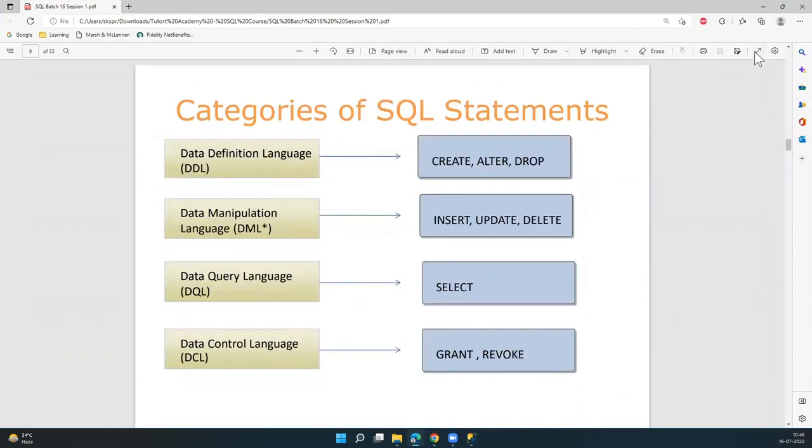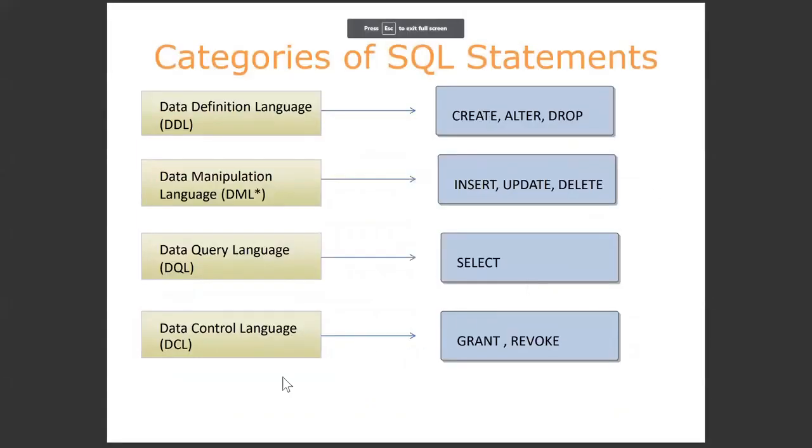Okay, let's move on to our SQL part, categories of SQL statements. Broadly, we can segregate or distinguish our SQL statements into four different categories: DDL, DML, DQL, and DCL. All of these have different usage, and this different usage is what makes them special in their own way.